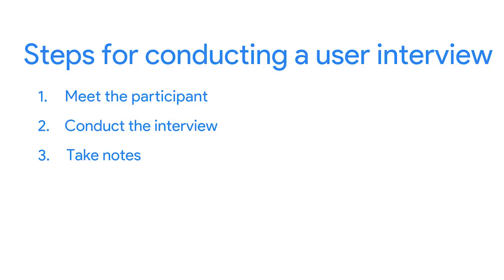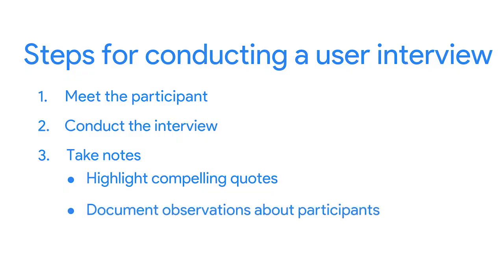While taking notes, you'll want to highlight compelling quotes. These interesting quotes are great indicators about how users really think and feel. They can be included in empathy maps and user testimonies later on. Document observations about participants. Sometimes what a participant does is equally important as what they say. Making notes on their mood, expressions, body language, and behaviors will be important to consider when creating empathy maps.